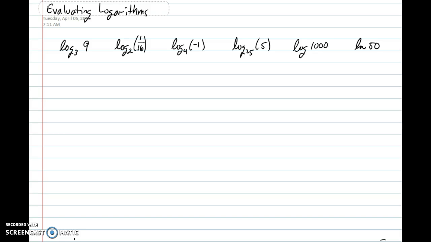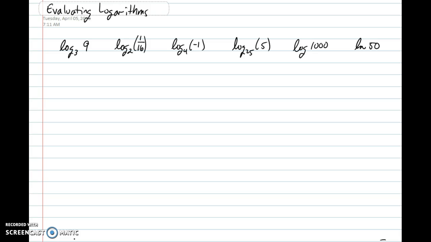I've got 6 problems here on the screen, and what I'd like you to do is take just a minute and see if you can figure out what the values of these logarithm expressions are. Pause the video and try these out on your own first, and then come back and we'll talk about them. So pause and try them.